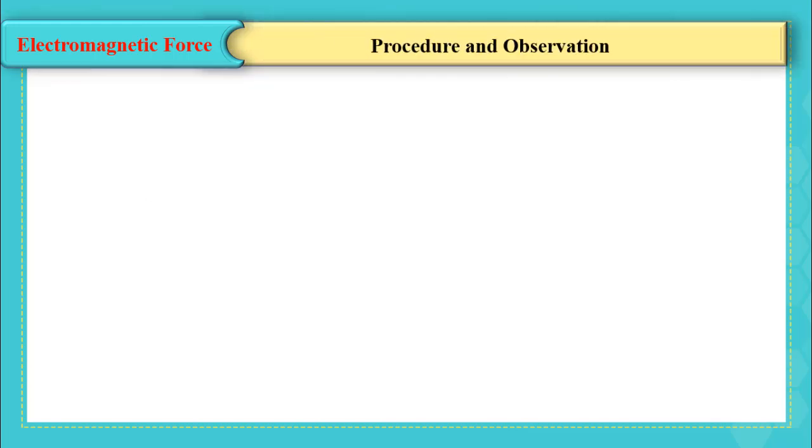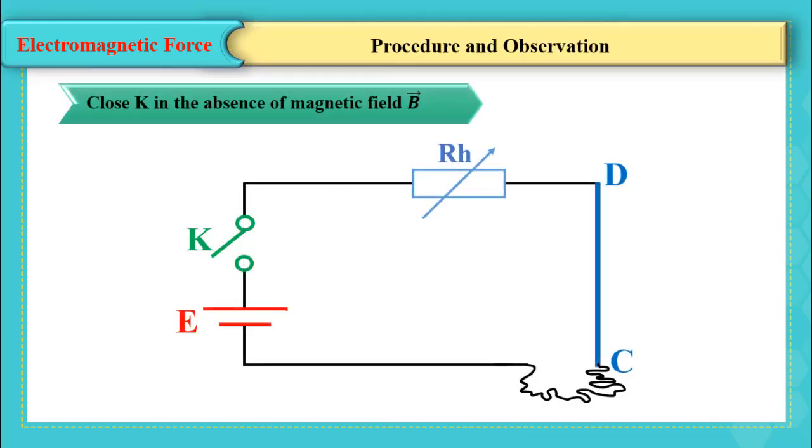First study: we're going to close the switch K in the absence of the magnetic field B, where B is 0. Note that the motion of the rod DC is the aim of our study. So we noticed that the rod DC didn't move. We recorded the result and moved to the next study.